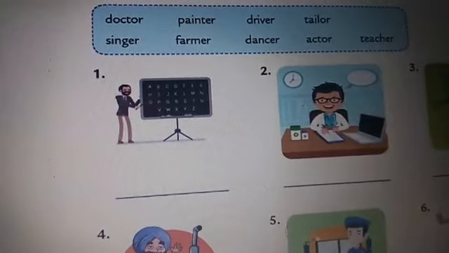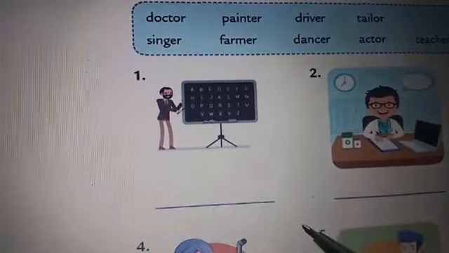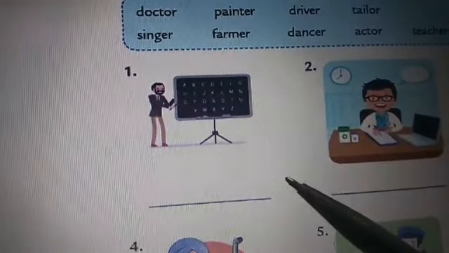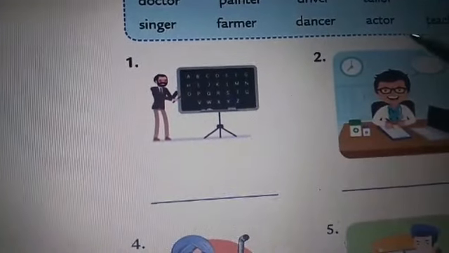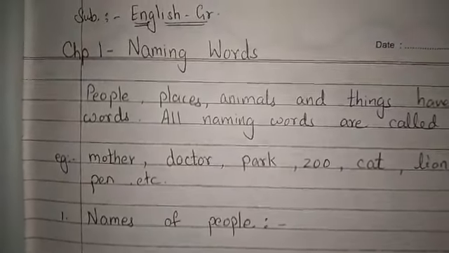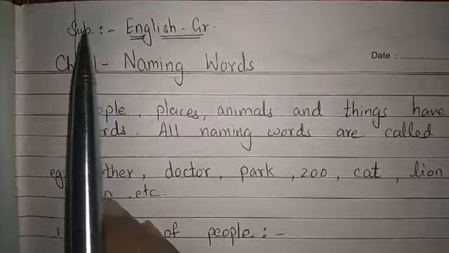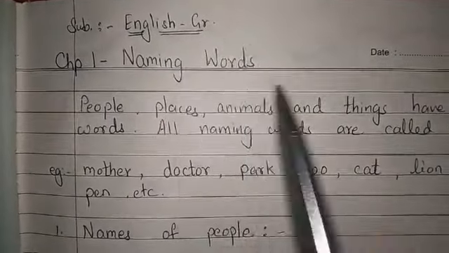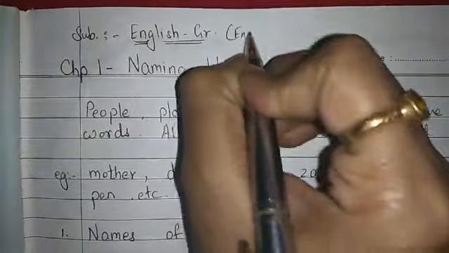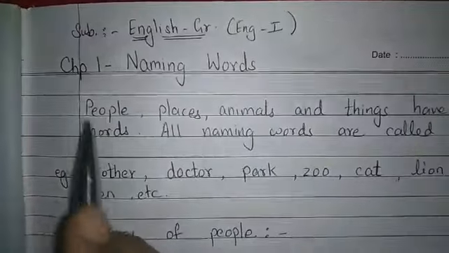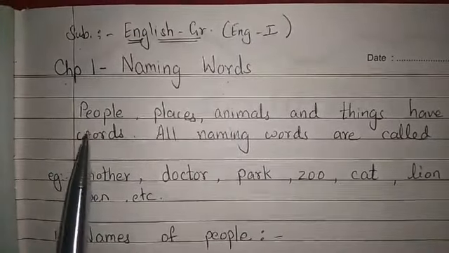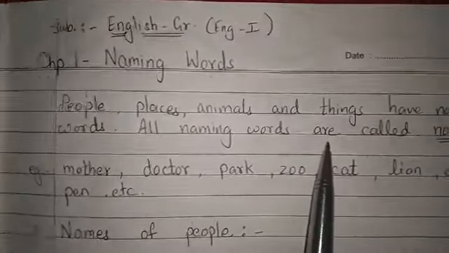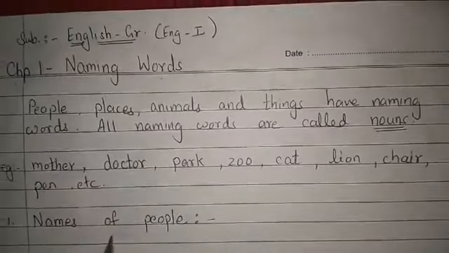So, as you all can see, our first picture is of a man who's teaching on the board. So, he is a teacher. So, as you can see, I have written subject English grammar. You can also write English 1. Name of the chapter, naming words. If you want to write this, you can write it, or else you can directly start from here.